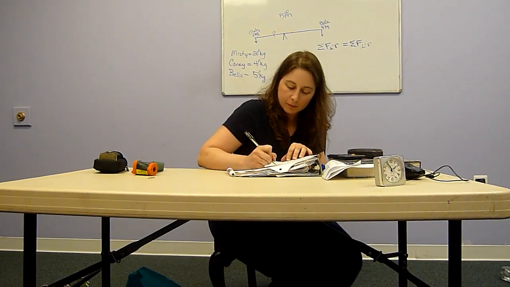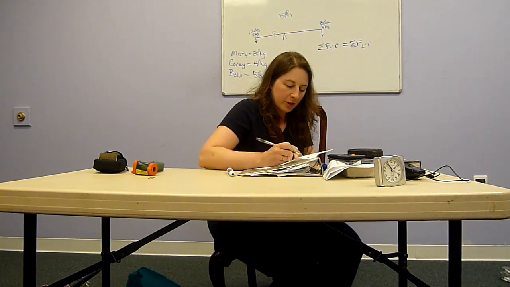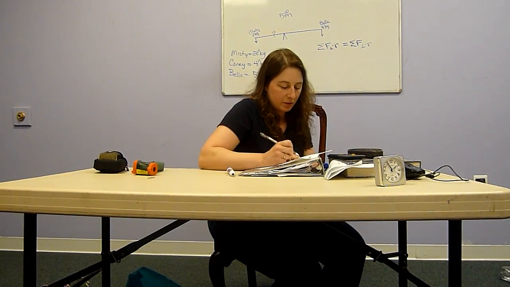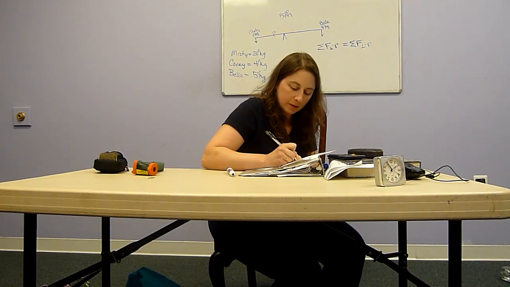How far should Corey put from the fulcrum to balance the seesaw?